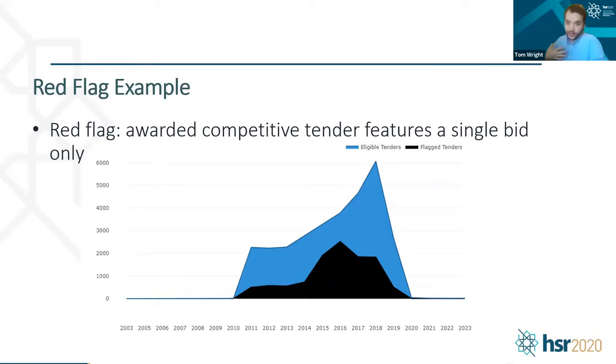However, we say that it is a red flag if a tender that is open has only a single bid. And this is what this graph is showing at scale. So the black element of the graph is showing how many out of the total amount of open procurement only featured a single bidder. So in 2016, it was just over 2,000 flagged tenders to 3,500 total tenders.